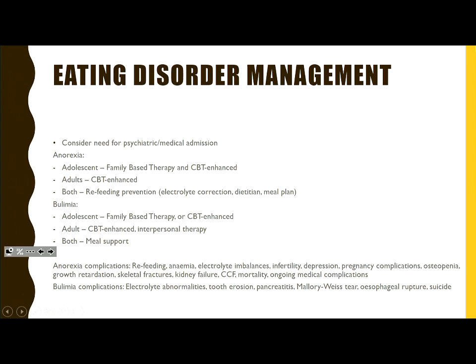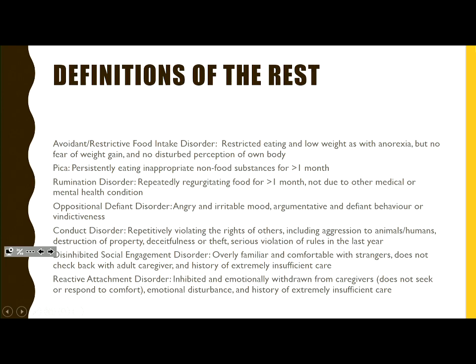So for the rest of the child and adolescent conditions, you're not likely to get them in an OSCE, I wouldn't think, but there are a lot of multiple choice questions I'd like to give you which differentiate between these, so it's sort of a spot diagnosis. For avoidant restrictive food intake disorder, you have the low weight like with anorexia, but they're not scared about gaining weight and they don't have an abnormal perception of their own body.